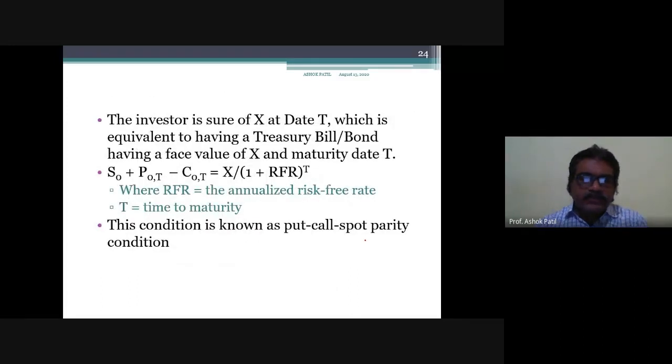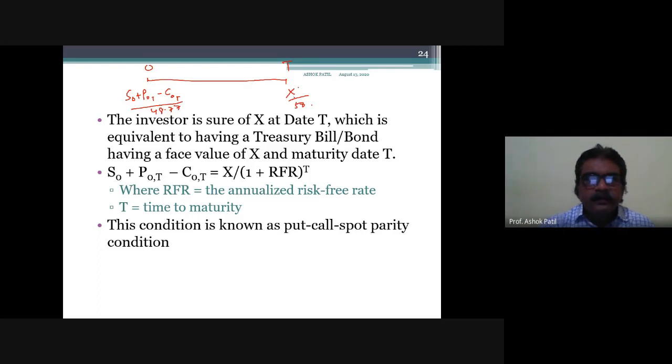Okay, so you can actually put this into a diagram now, and you can see that S0 plus P0 minus C0, that is your investment. He is ensuring X here. Correct? So we know that if I'm investing 48.77, I'm going to get 50 for sure here. So it's like I'm holding a bond whose face value is 50, and I want to compare these two investments at the same time. What is the value of them together? So both should be equal at the same time. So I have to bring this back here.